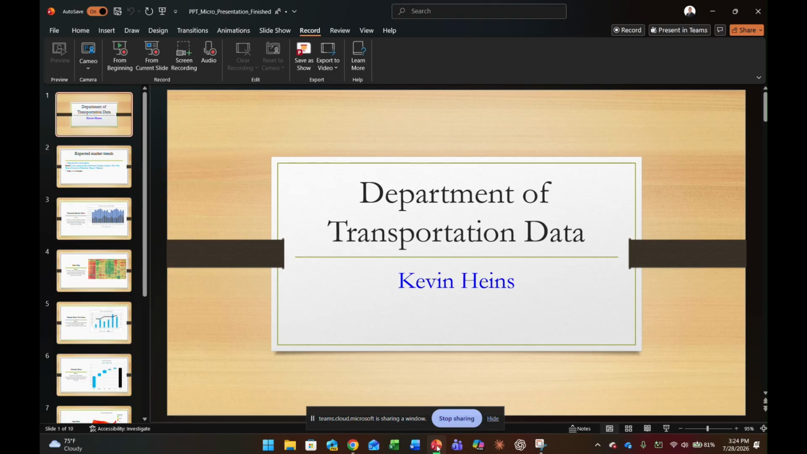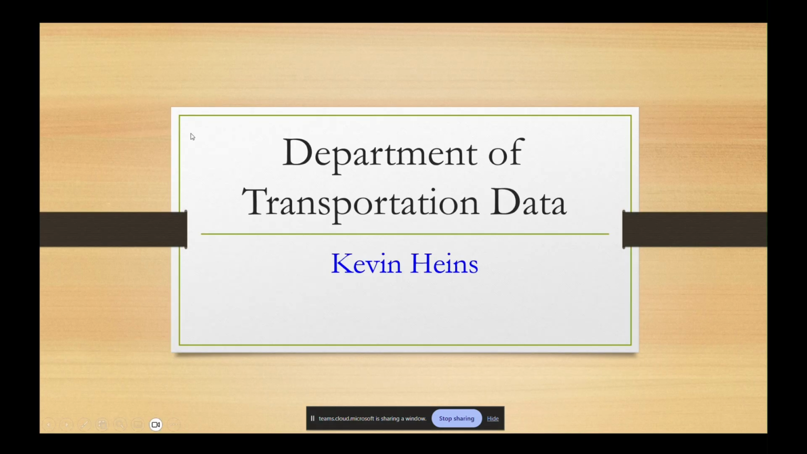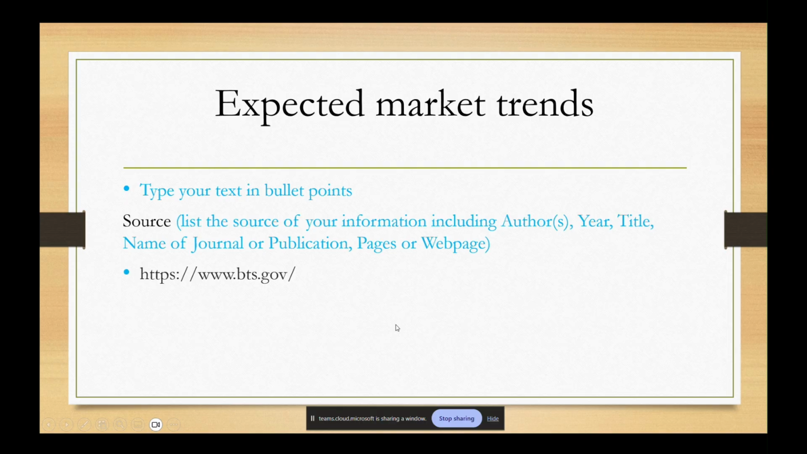Now we can go back to PowerPoint. And then now we could start our presentation. We're going to go to slideshow at the top, slideshow in the ribbon. And then I'm going to click from beginning. So now we could just start presenting how you would. You use the arrow keys to go up and down.